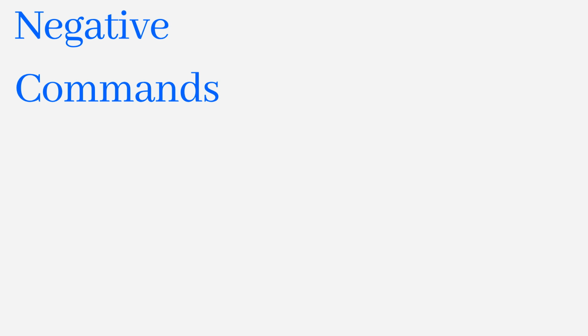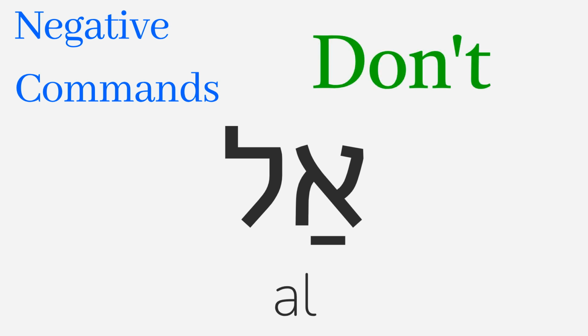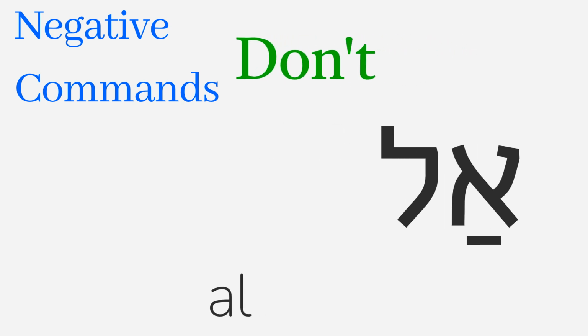Now, let's see how to make negative commands in Hebrew. An important word to know for these is al, spelled with aleph, which means don't. To make a negative command in Hebrew, we first say al, and then a verb in the future tense. Negative commands don't use the imperative form, but the future tense.